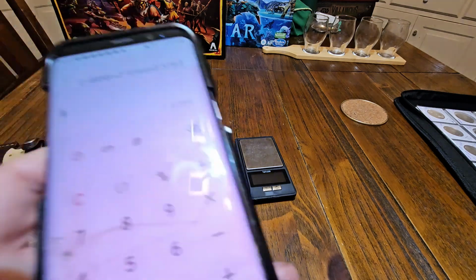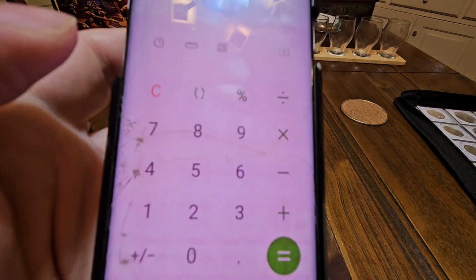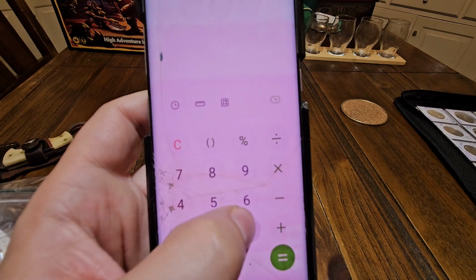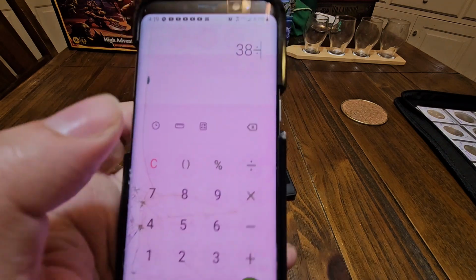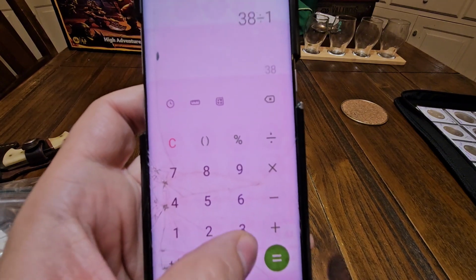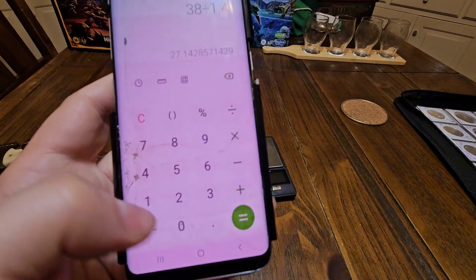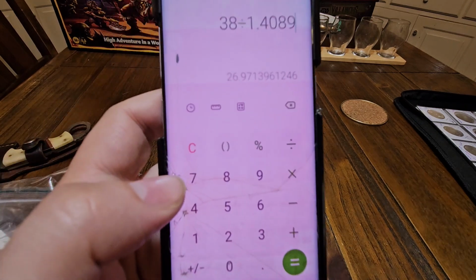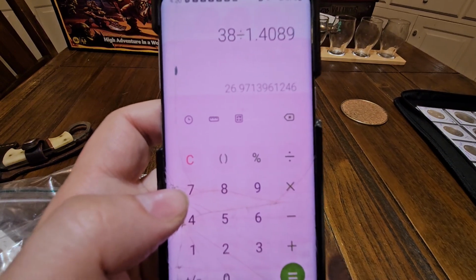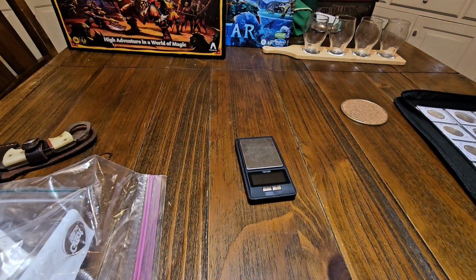All right, now we're going to clear this. And we are going to take the $38 we spent and divide it by 1.4089. And what we come up with is $26.97. We're going to round that up to $26.98 an ounce. I just rounded up to 27, but $26.98.